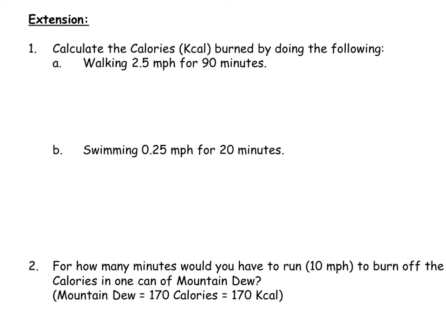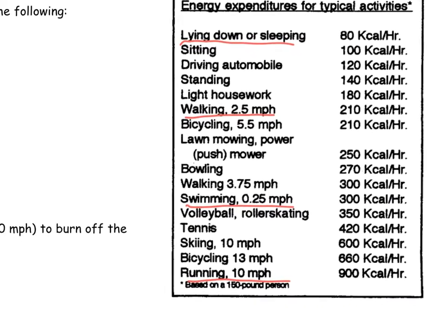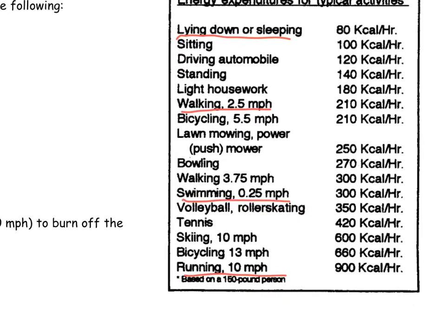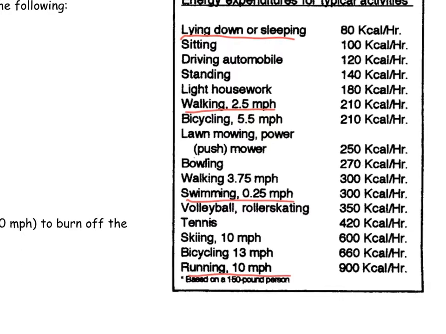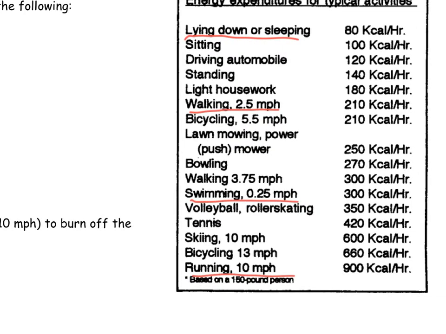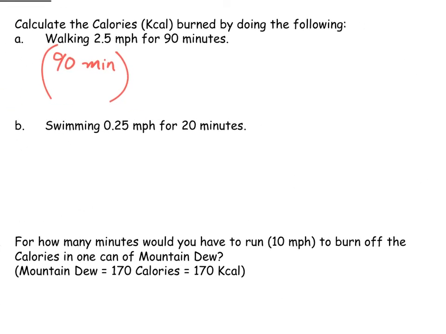Calculate the calories, or rather kilocalories, burned by doing the following. Walking 2.5 miles per hour for 90 minutes. Now, to calculate this, we would start with our 90 minutes. Now, we'll have to look up how many kilocalories per hour walking 2.5 miles an hour is going to burn. So walking 2.5 miles an hour is 210 kilocalories per hour, 210.